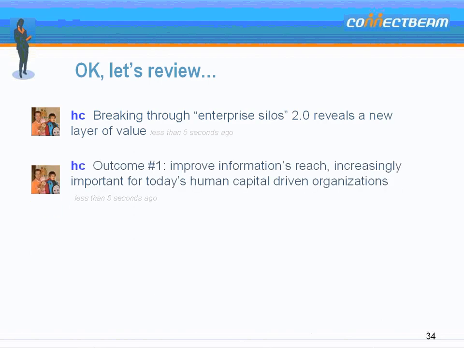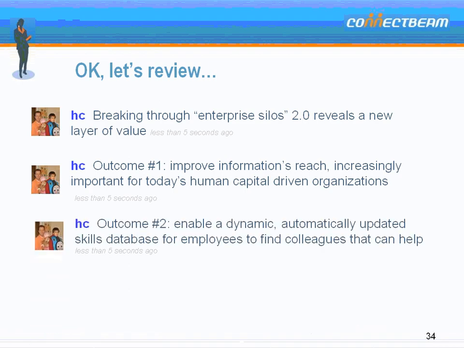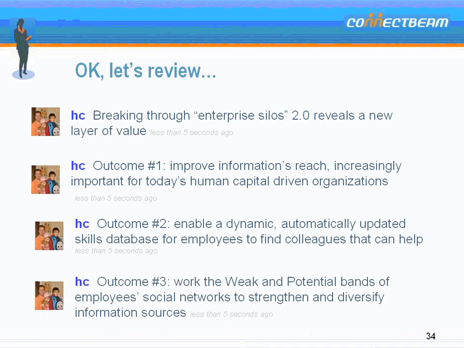Outcome number one is that you improve information's reach, which is increasingly important for today's human capital-driven organizations. Outcome number two is you can enable a dynamic, automatically updated skills database for employees to find colleagues who can help. Outcome number three: work the weak and potential bands of employees' social networks to strengthen and diversify information sources. All right, that concludes this portion of the webinar. Hopefully, what I've given you are some different ways of thinking about social software inside organizations, and some really concrete ways in which tying that information together will benefit productivity, innovation, and responsiveness.